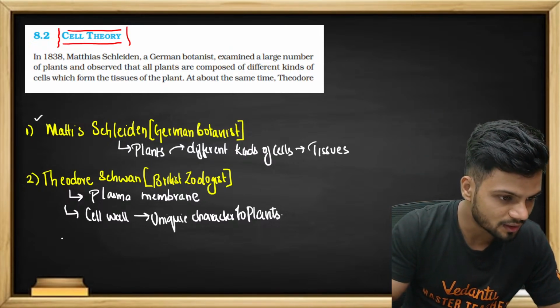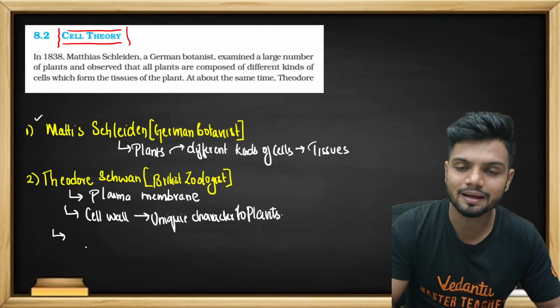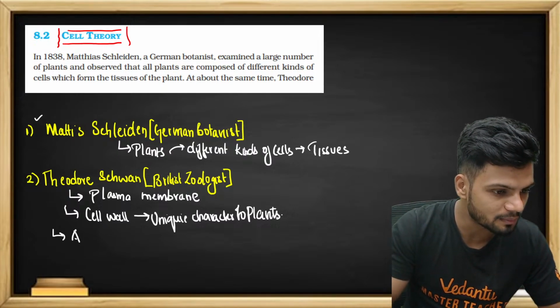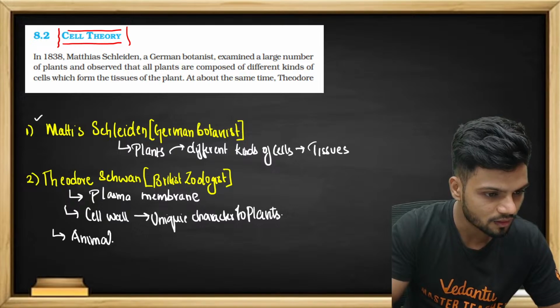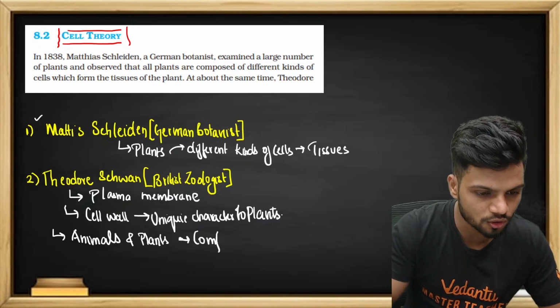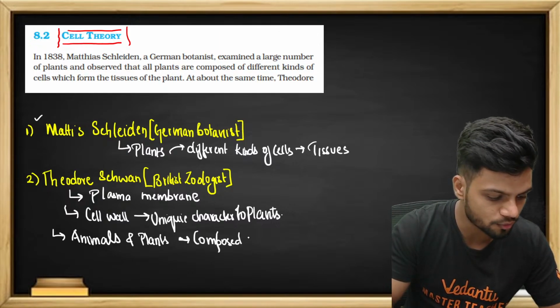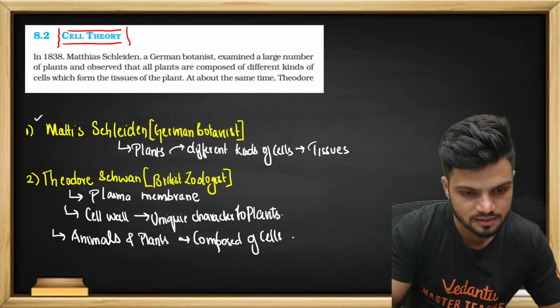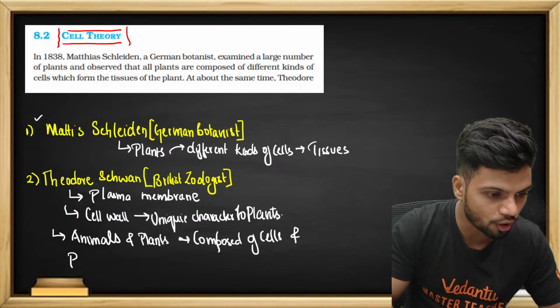Okay. The third thing he told us, along with Matthias Schleiden, was that animals and plants are composed of cells and products of cells.